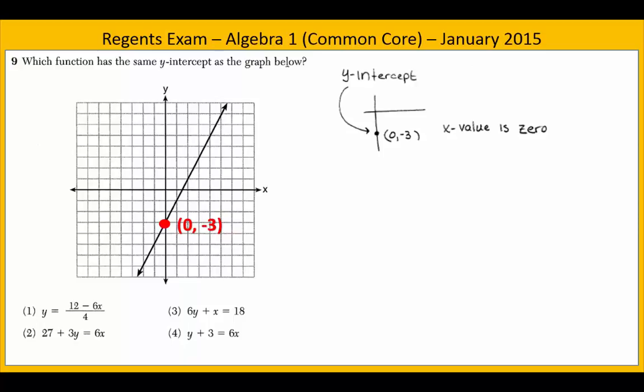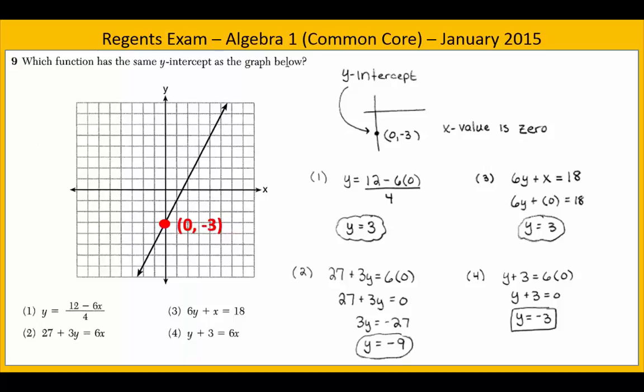First, remember when we have the y-intercept, the x value is 0. This is useful because we could take each of the equations and substitute 0 in for x to see if the y value is -3. When we do that, we see that we get all kinds of different y-intercepts, but only choice 4 has a y value of -3 when x is 0. And so choice 4 must be the one that has the same y-intercept as the graph does.